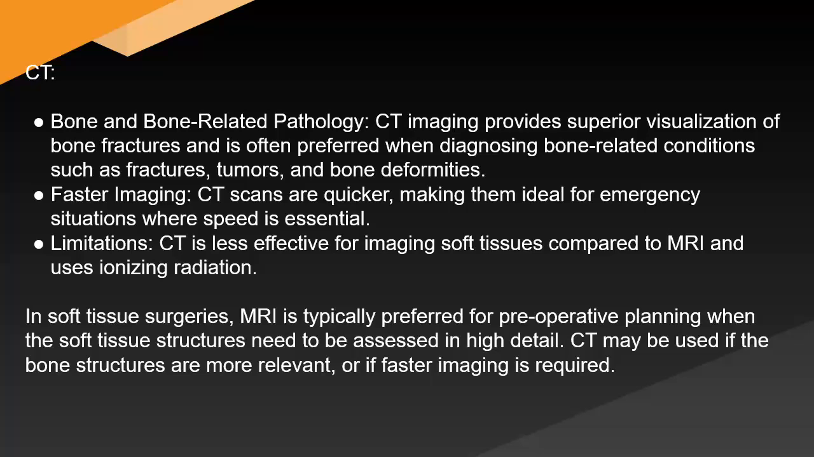Faster imaging. CT scans are quicker, making them ideal for emergency situations where speed is essential. Limitations. CT is less effective for imaging soft tissues compared to MRI and uses ionizing radiation. In soft tissue surgeries, MRI is typically preferred for preoperative planning when the soft tissue structures need to be assessed in high detail. CT may be used if the bone structures are more relevant or if faster imaging is required.